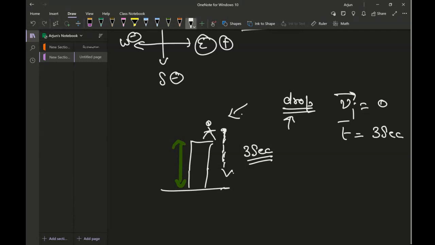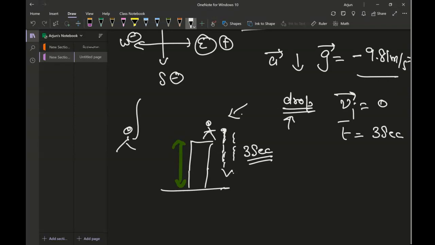If I see the question carefully, it says the object is moving downward. Why is the object moving downward? If you're just dropping it, you're not providing any force, why will it move down? Because of gravity. So acceleration in the vertical direction will become gravity, and the gravity value will always be 9.81 meters per second square, always negative.